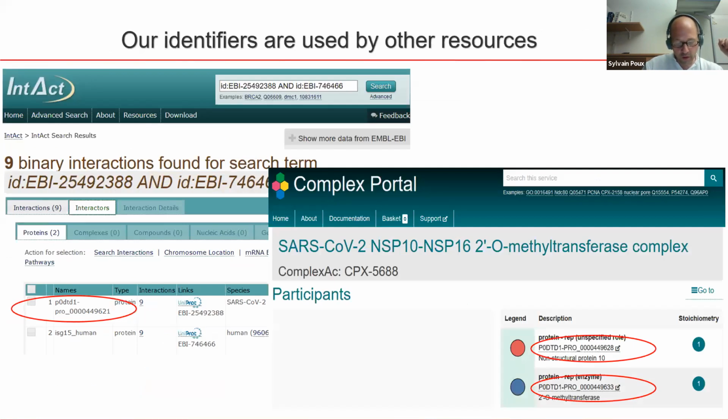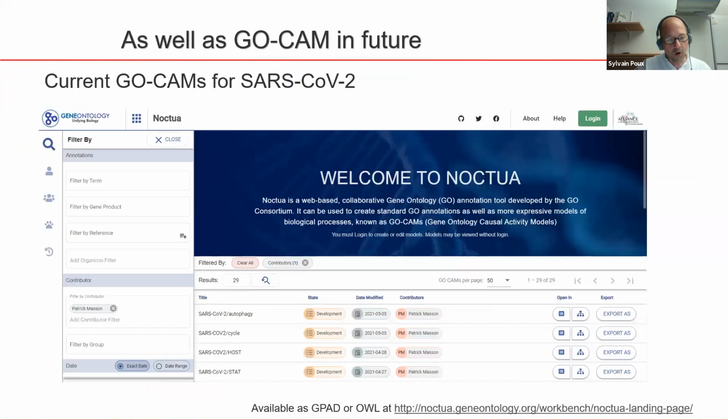As you can see, our chain identifiers are used for annotation by other resources, such as IntAct, Complex Portal, as well as GO-CAM in the future. We already created some GO-CAM models for SARS-CoV-2 in a test phase, and we are now discussing with GO developers to import our chain identifiers in Noctua.